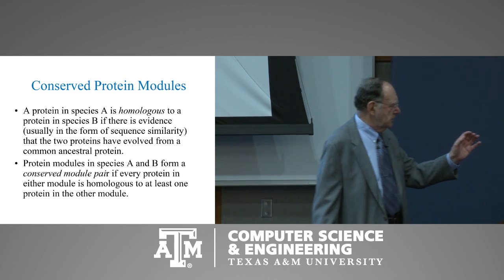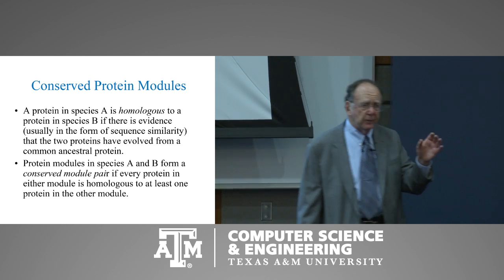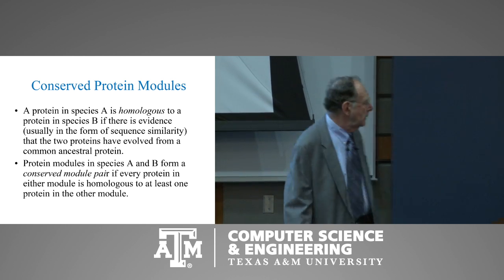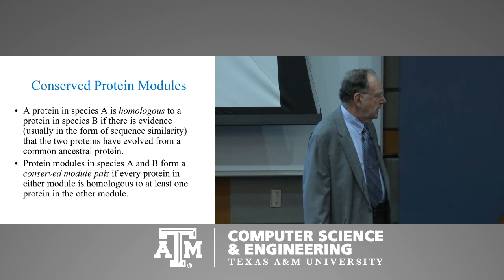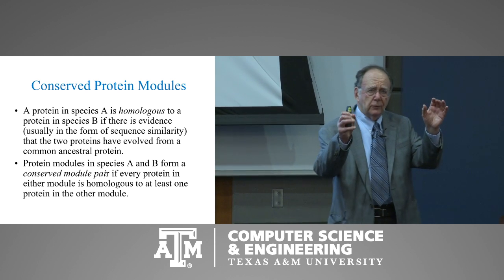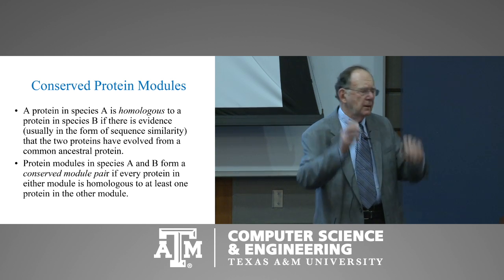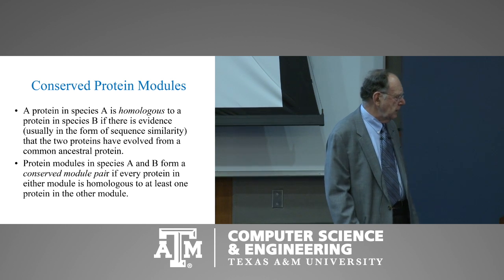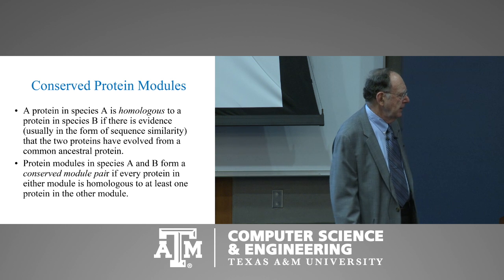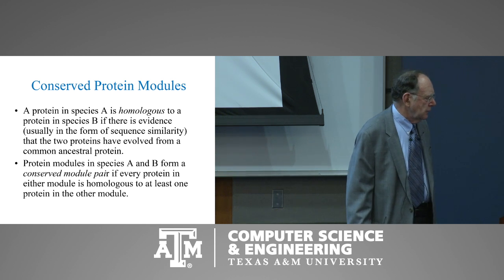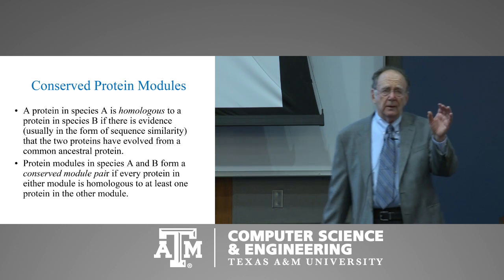So we have another notion that we have to introduce. We'll say that, so now we're looking at two proteins, one in, let's say, human and one in fly. And we'll say that those proteins are homologous if there's evidence that the two proteins have evolved from a common ancestral protein.